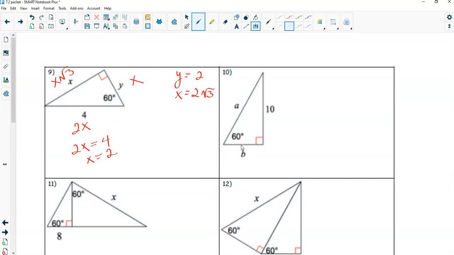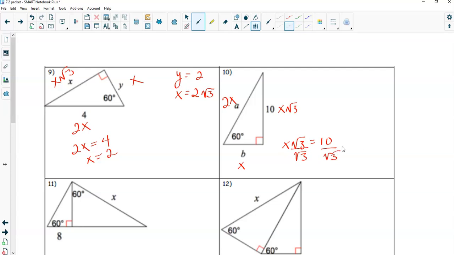Pretty simple. Here they gave me the long leg. This is the one where you say, well, that's the short leg times the square root of 3. Here is my short leg, here is my hypotenuse. So now I take this number and solve for x. Remember, x square root of 3 equals 10, divided by the square root of 3 on both sides.